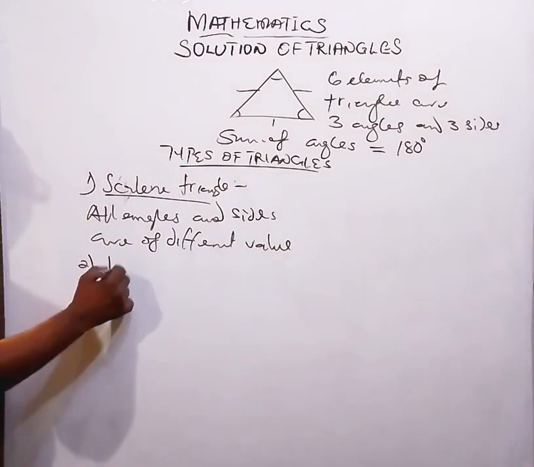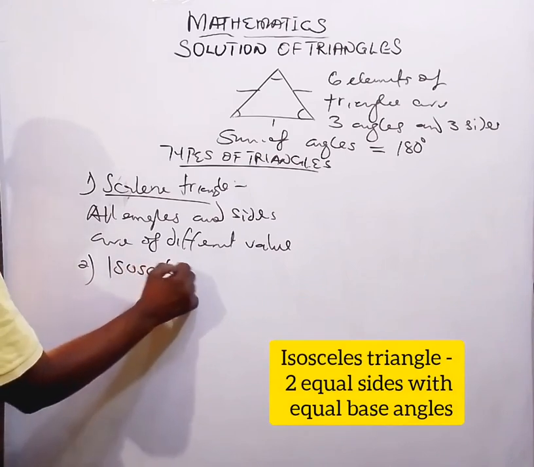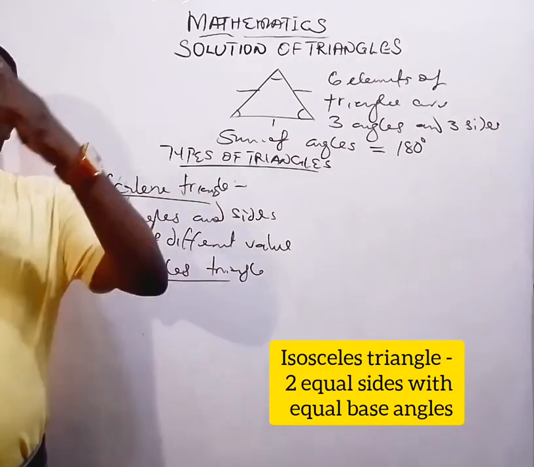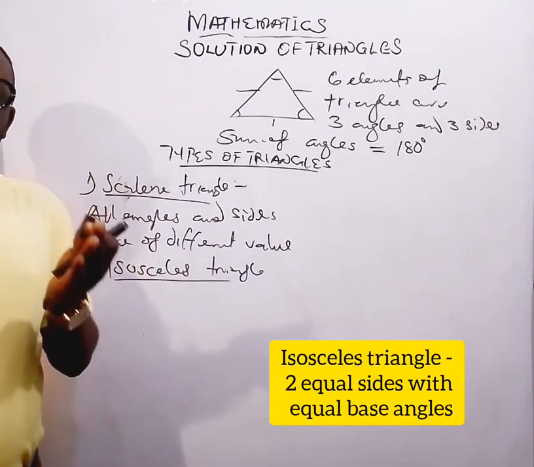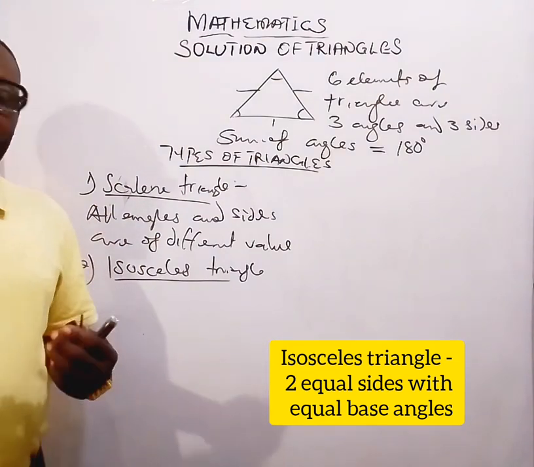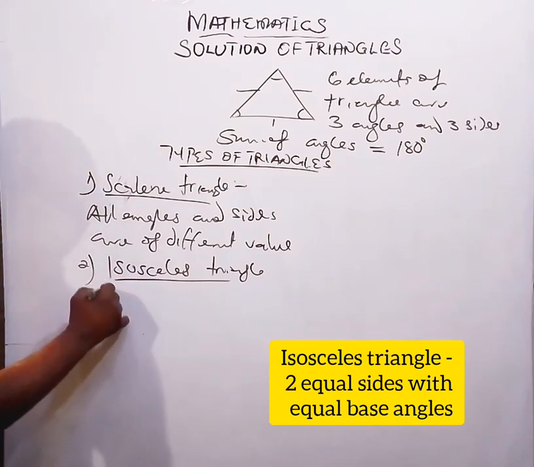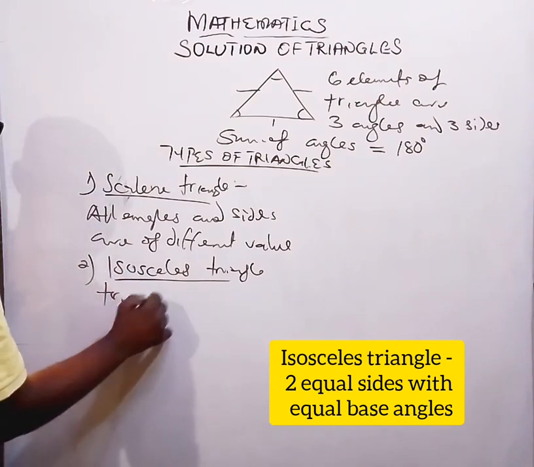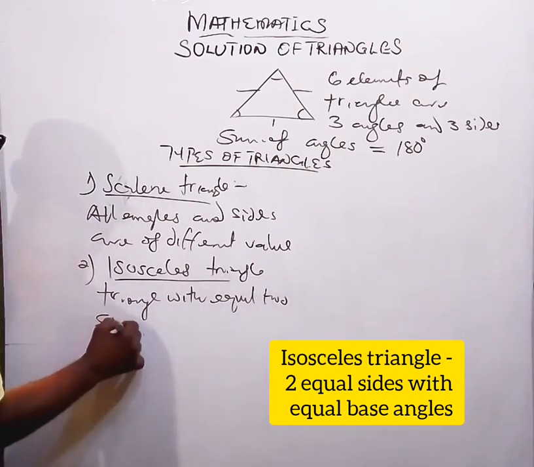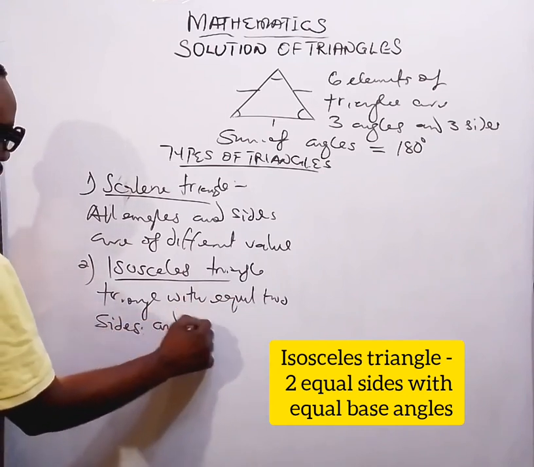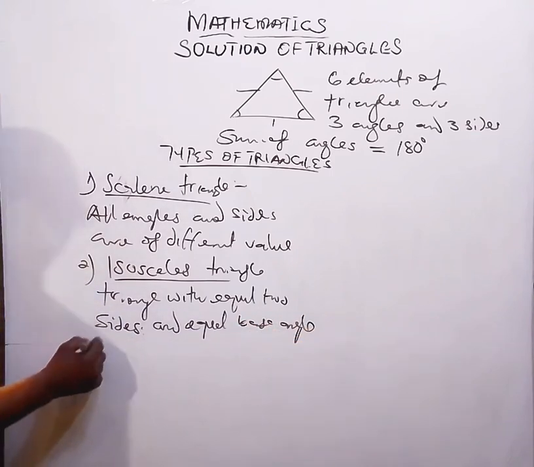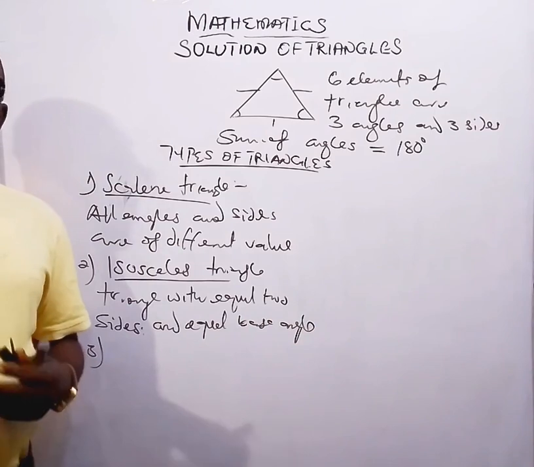Number 2 is what we call the isosceles triangle. In an isosceles triangle, the 2 sides are of the same value, while the base angles will have the same value as well. It is a triangle with equal 2 sides and equal base angles.